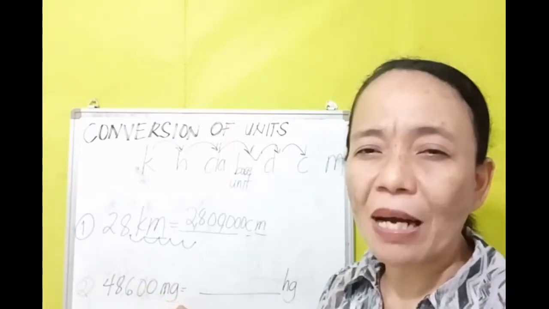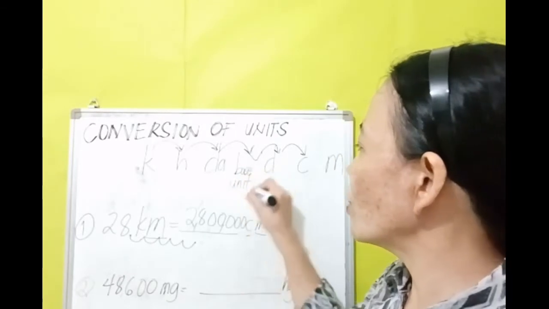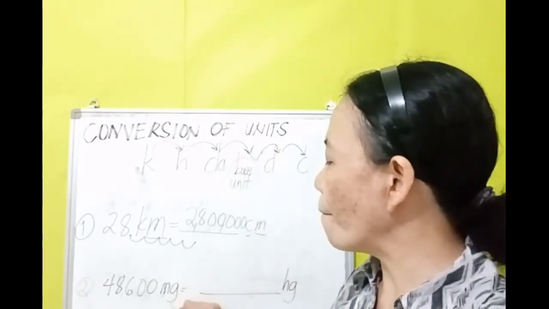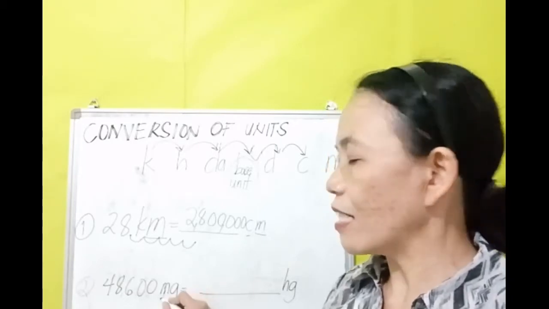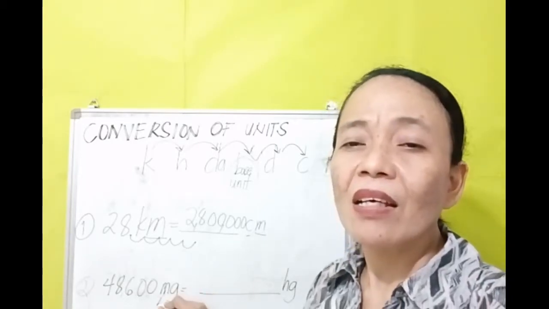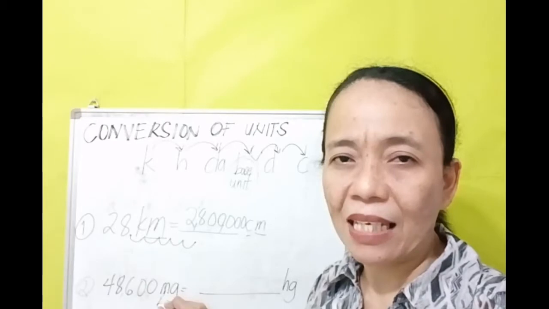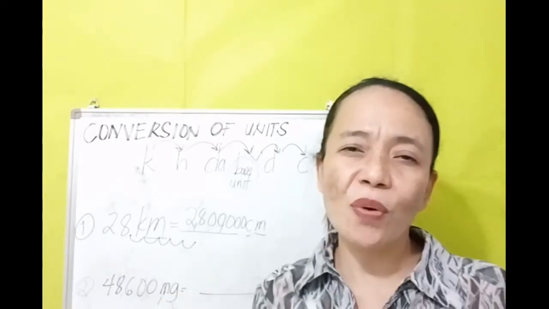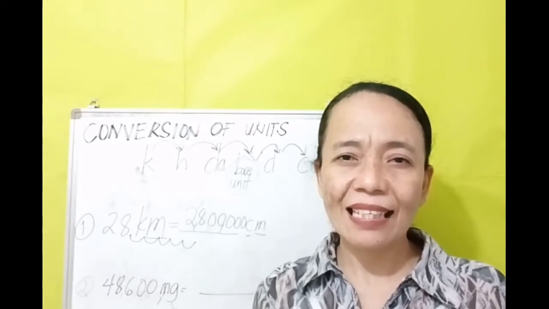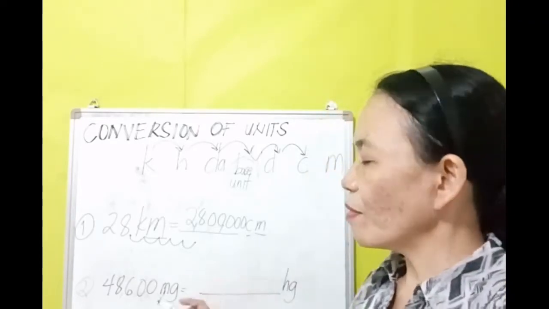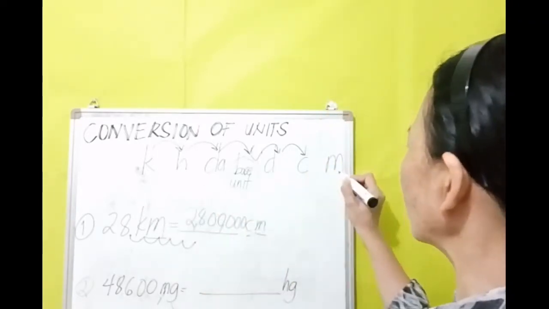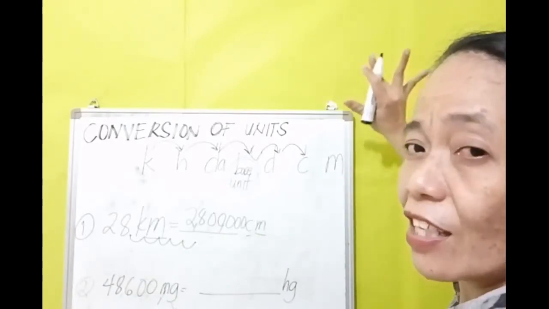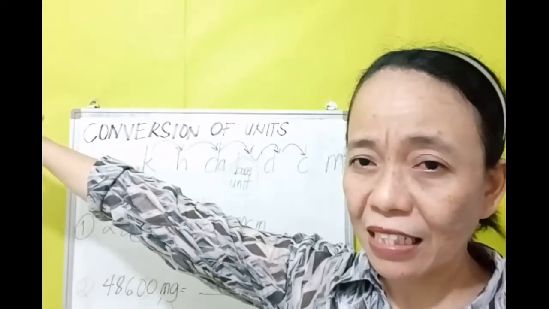48,600 milligrams. So what is the base unit? The base unit is gram. And this is the prefix milli. So gram is the base unit, a unit for mass. This time, we're going to start at milli, from here, so from right to left.